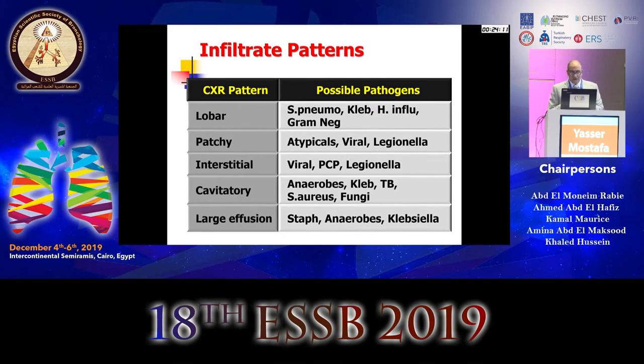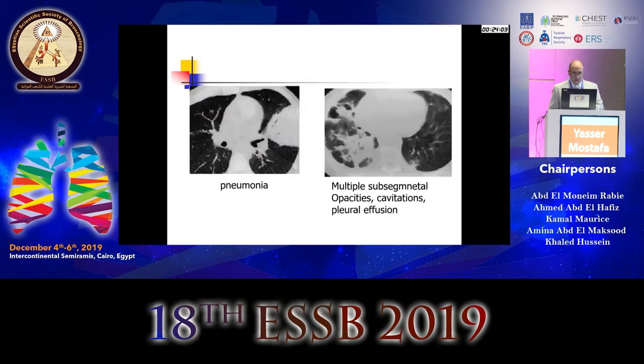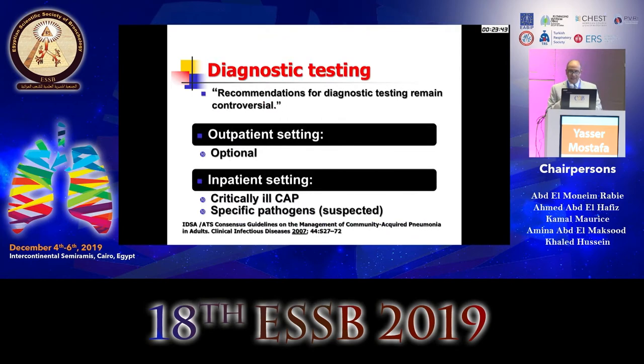And if it is accompanied by large effusion, we think about staph and gram-negative organisms. These are some pictures of cases of local pneumonia. This is necrotizing pneumonia. Sometimes we need to do a CT scan to exclude another pathology or concomitant disease, not to confirm the diagnosis of pneumonia. CT scan is not indicated in pneumonia per se in assessment.